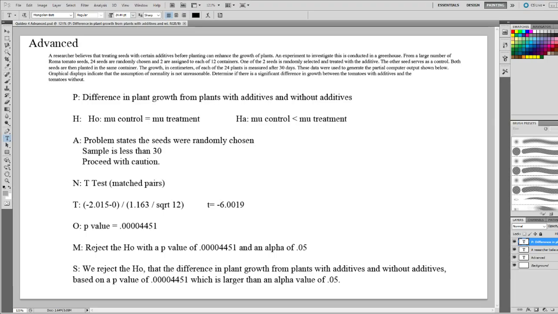So our statement in context would be: we reject the null hypothesis that the difference in plant growth from plants with additives and without additives is zero, based on a p-value of 0.00004451, which is smaller than an alpha of 0.05. And that is the advanced question.